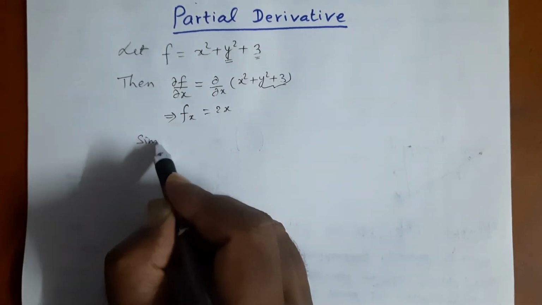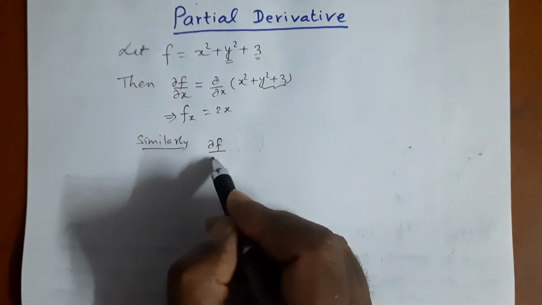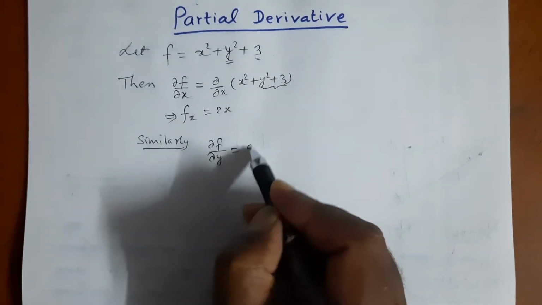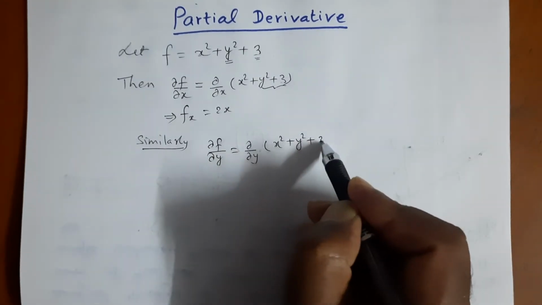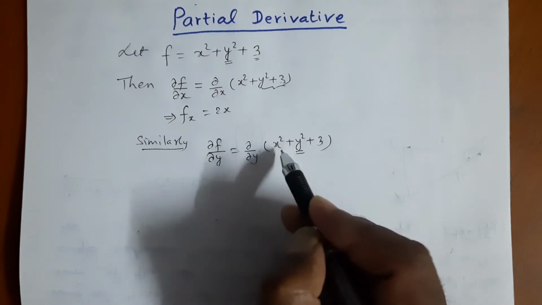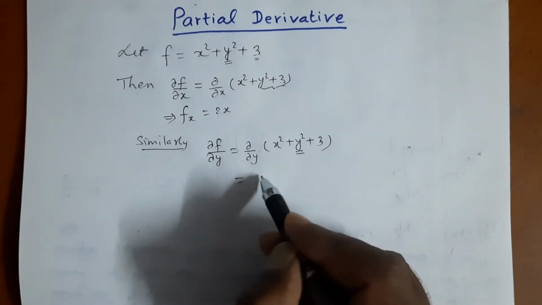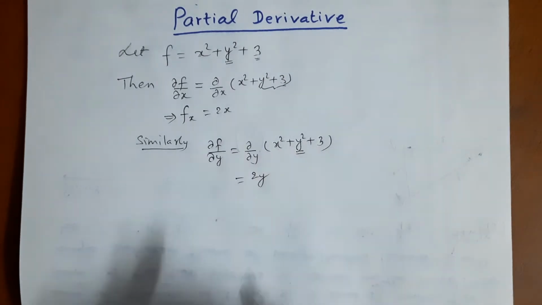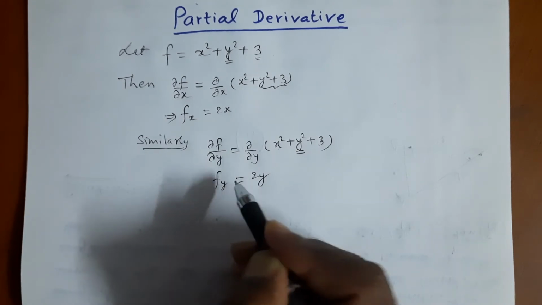Similarly, if we find out the partial derivative of f with respect to y, at that time we take all variables except y as constant. So here we will find out the derivative of y square, but we take x square as constant. This is already constant. So its partial derivative will be 2y. This other derivative will be 0. In this way, this is the partial derivative of f with respect to y. We denote this by fy.